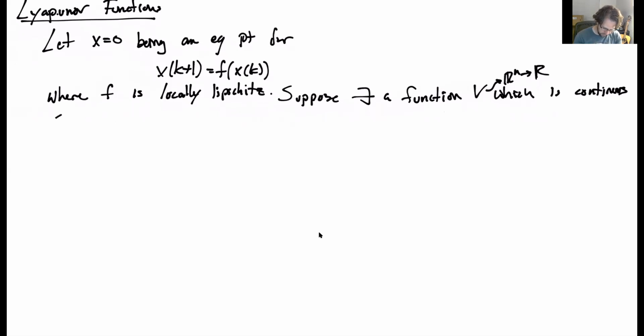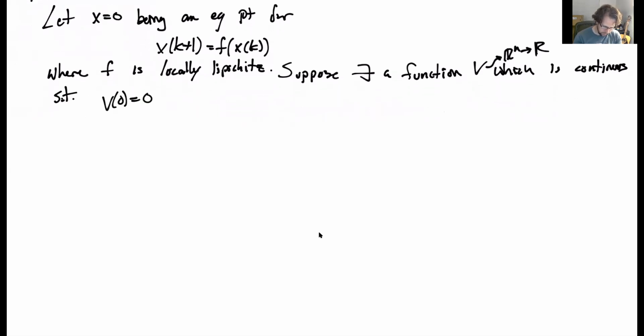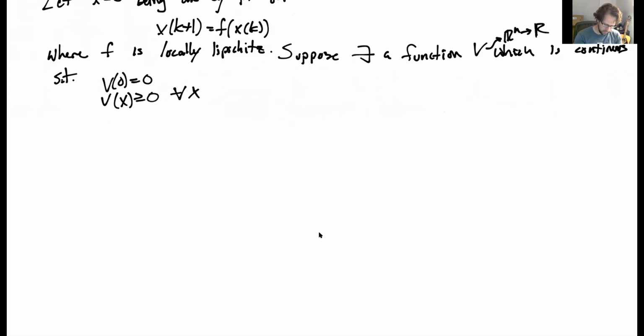All right, so this is such that, again, we have V of 0 is equal to 0, just like for the continuous case. And we have positive semi-definiteness for all x in the state space. And then we have positive definiteness for all x not equal to that equilibrium point, not equal to 0. Okay.